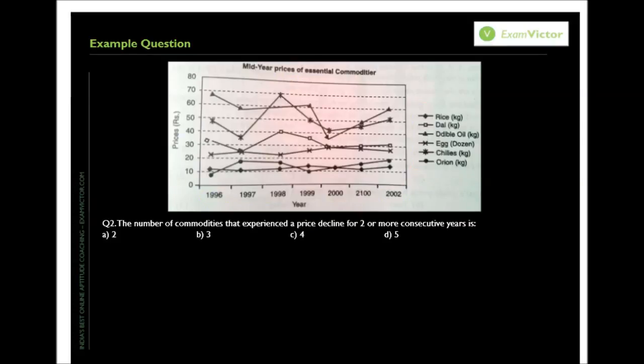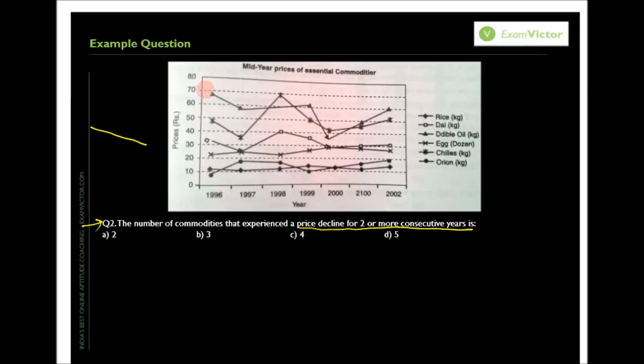Okay. Question 2 is also basically a graph shape question. Question 2 is asking the number of commodities that experienced a price decline for 2 or more consecutive years. So what it's asking is for which of these lines did the graph decline, like reduce or go down, for at least 2 years, 2 or more consecutive. So at least 2. So the options are 2, 3, 4 and 5. We just have to go down and keep counting how many of them declined and then pick the right one.